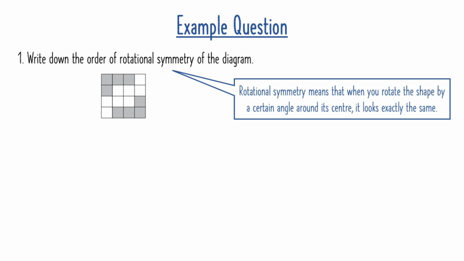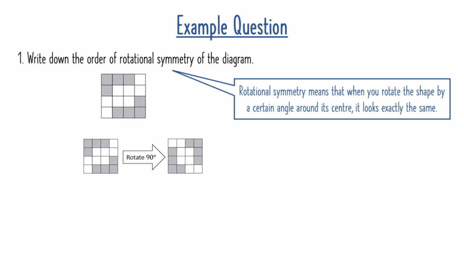And then we will start by imagining a 360-degree rotation. So let's rotate it 90 degrees. This is what the new diagram will look like. And then we rotate it another 90 degrees. And this is what the new diagram will look like. So here you can see the diagram looks identical.